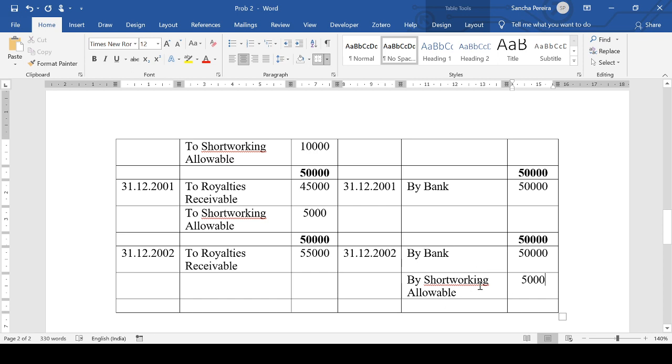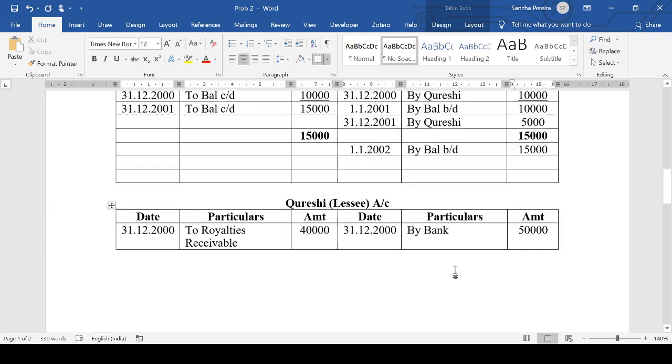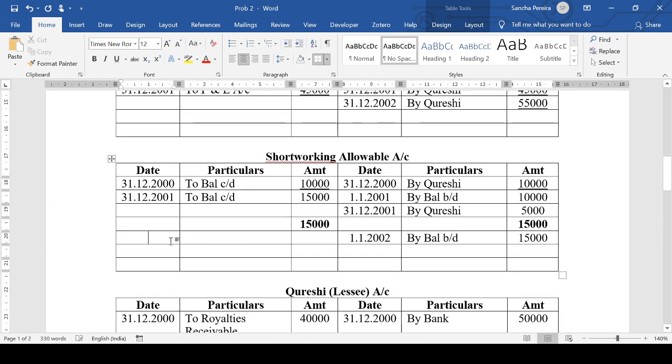So transfer this to the short working allowable account. Here it will be 31st December 2002 to Qureshi 5,000.